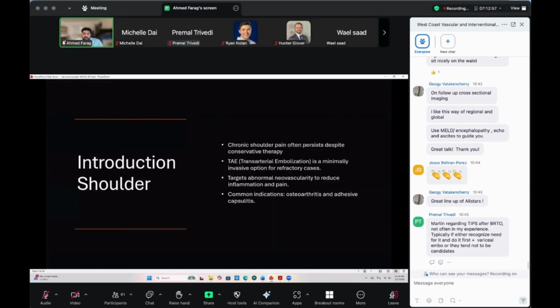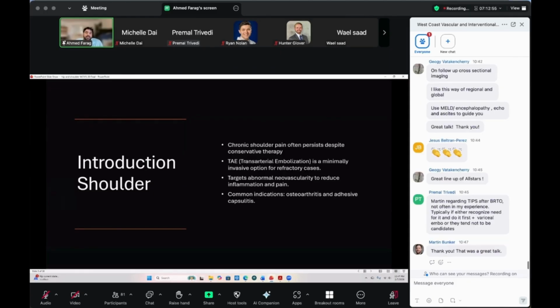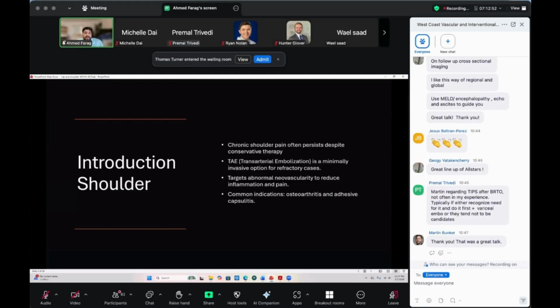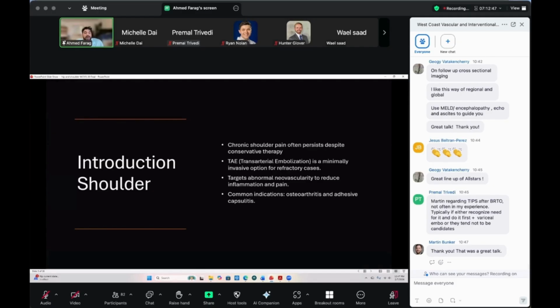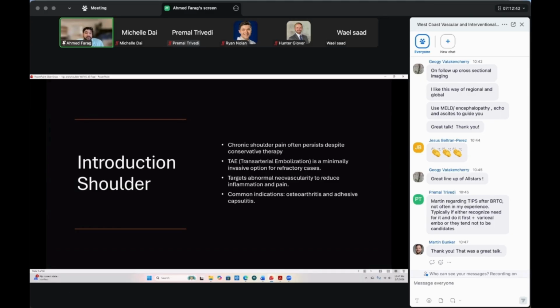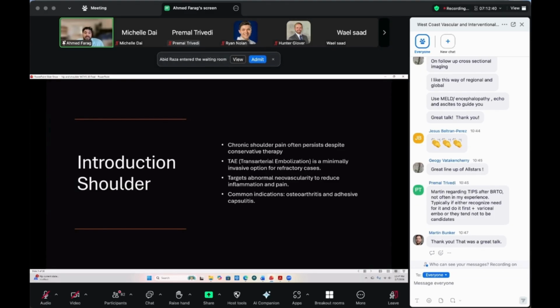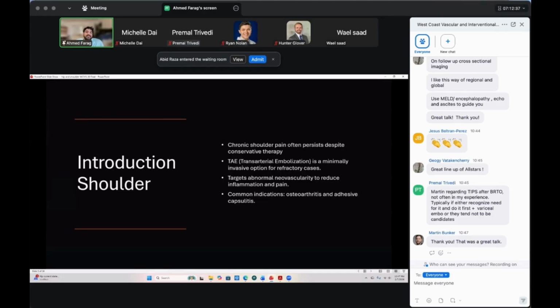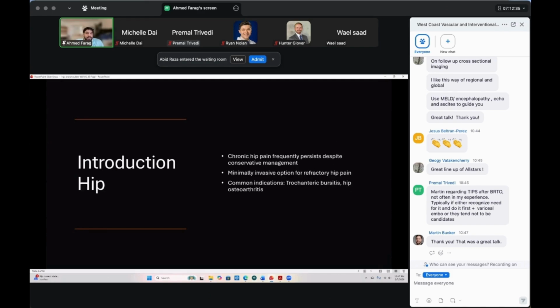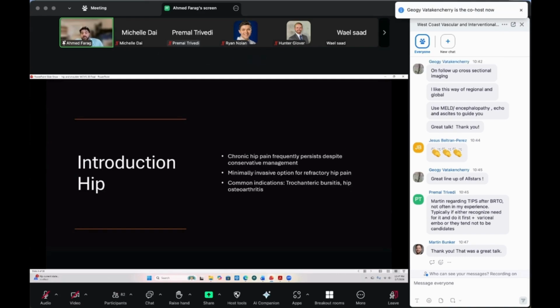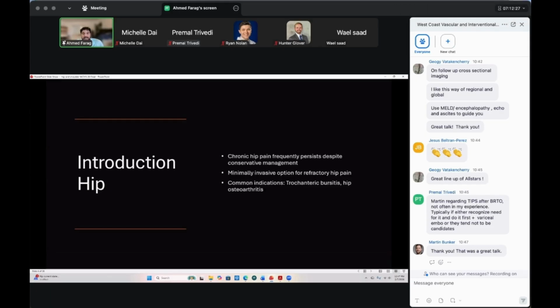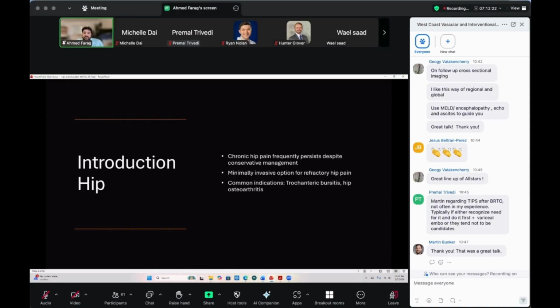So, a brief introduction to shoulders. This is chronic shoulder pain that usually persists despite conservative therapy. Transarterial embolization is a minimally invasive option for refractory cases. Essentially, we're targeting the neovascularity and the blush, so to speak, that's causing that pain. The common causes are going to be predominantly adhesive capsulitis and, to a lesser extent, osteoarthritis. For hips, we're looking at hip pain that persists despite conservative management. We're going to get an MRI typically, and we're looking for trochanteric bursitis and, to a lesser extent, osteoarthritis.